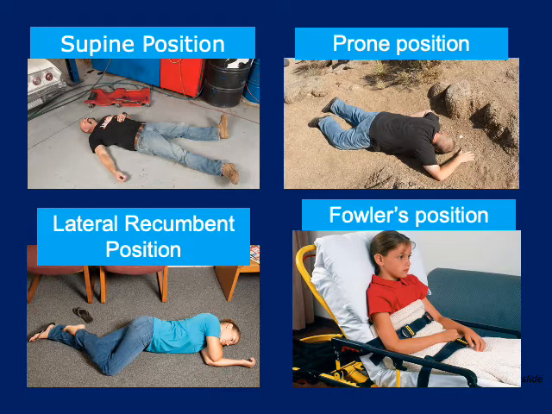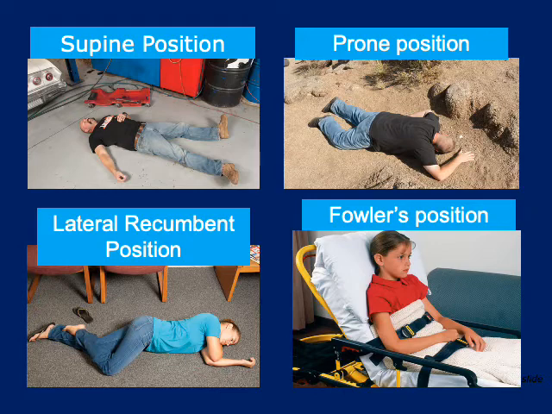One, it draws the tongue forward away from the back of the throat, so it opens up the airway. And if they have any secretions like saliva or vomitus, it exits their mouth rather than going down into their lungs. Now, we put people into lateral recumbent positions during transport for a number of reasons. One of those, of course, is to control the airway.